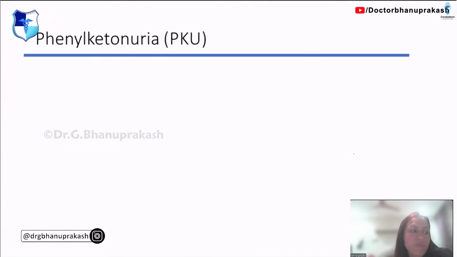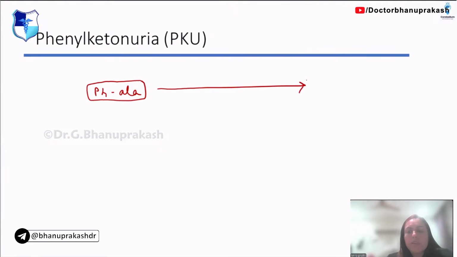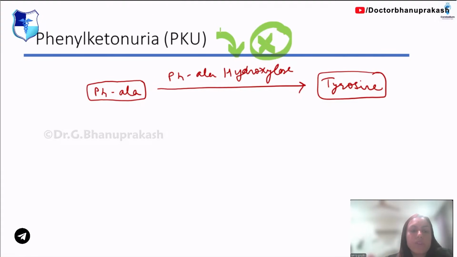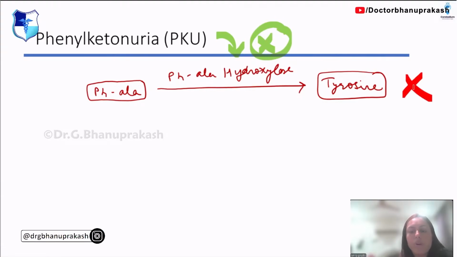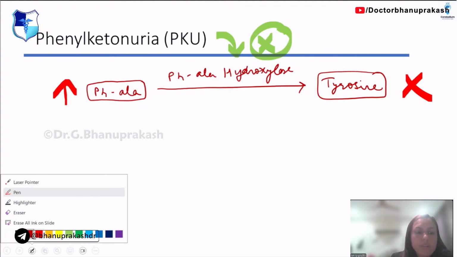Okay. Then coming to phenylketonuria. Phenylketonuria. The problem is amino acid phenylalanine normally gets converted to tyrosine amino acid by enzyme phenylalanine hydroxylase, and this enzyme is not working in phenylketonuria. So tyrosine product is not formed. The substrate phenylalanine is accumulated.